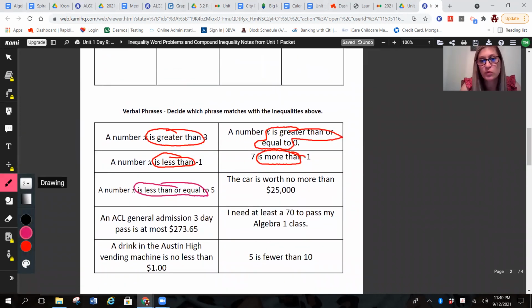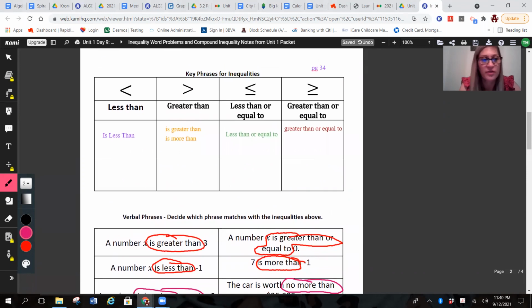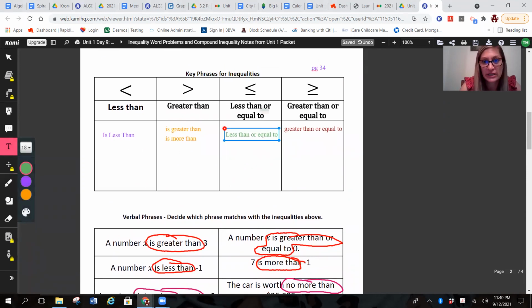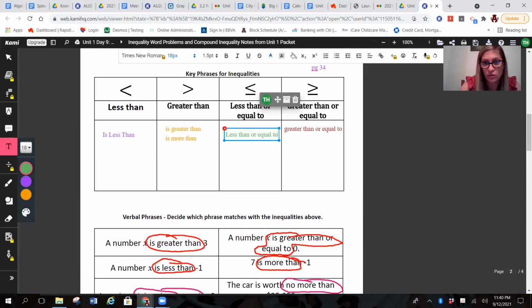Okay, a car is worth no more than $25,000. So this is tricky. So no more than means it can be $25,000, but it can't be over that. So that means it would have to be less than that or equal to that. So no more than means less than or equal to.